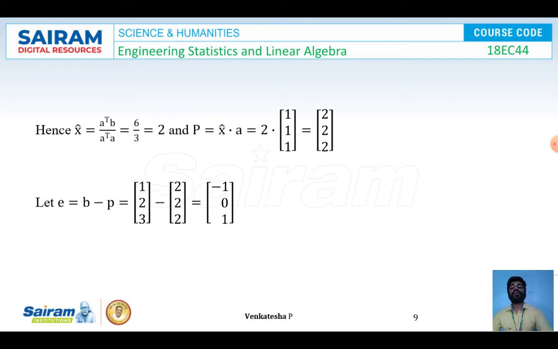It will be equal to 2. Now I am able to find the value of P. P is given by x cap dot A, which is 2 dot into the A matrix, that is 1 1 1. By multiplying both, we got 2 2 2 as the value of P.